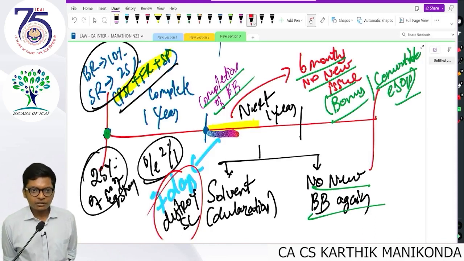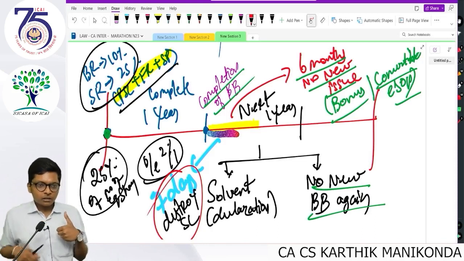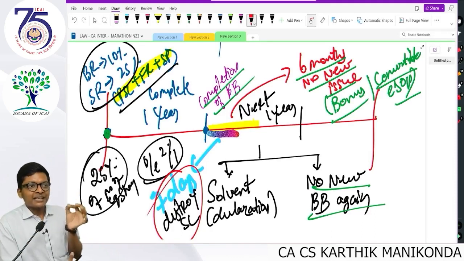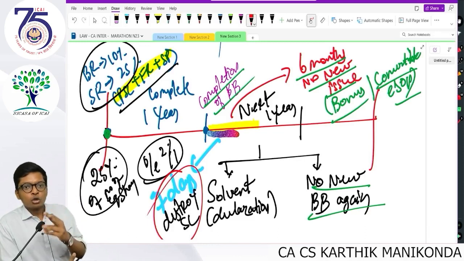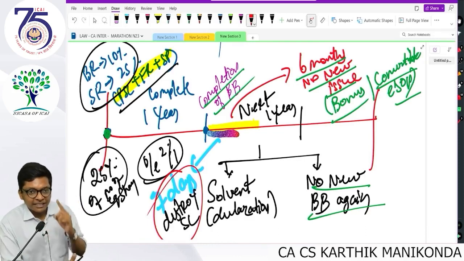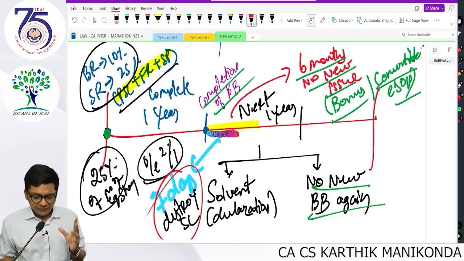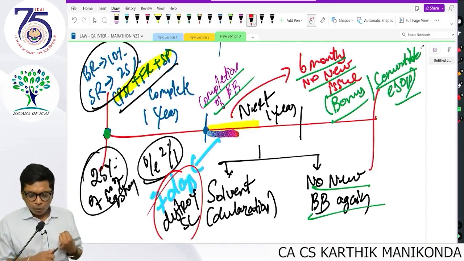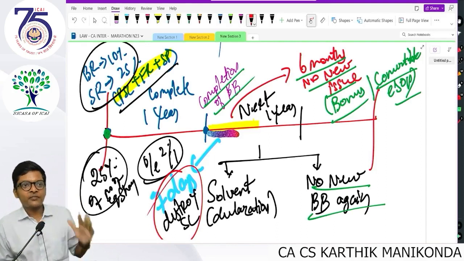So the key provisions: buyback 10%, 25%. 10% means board resolution, 25 is special. Maximum number of shares you can buy back is 25% of the number. Debt equity ratio post buyback should not exceed 2:1. Complete buyback within 1 year. Once buyback is over, for the next 1 year, declaration of solvency and no new buyback. Then once buyback is done, within 6 months, no new issue except bonus, convertible, ESOP. Within the next 7 days, destroy share certificates.